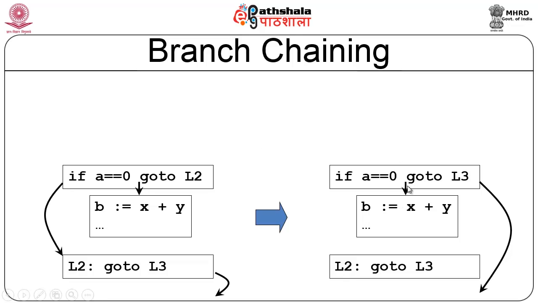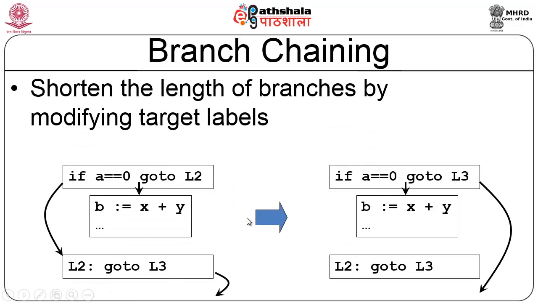Of course here this is required because there is a possibility that A may not have a value of 0. That is why this is required. Now this block doesn't have anything other than a go to L3, therefore I can get rid of that and I can replace L2 with L3. Shorten the length of branches by modifying the target label. That is the situation for branch chaining removal.